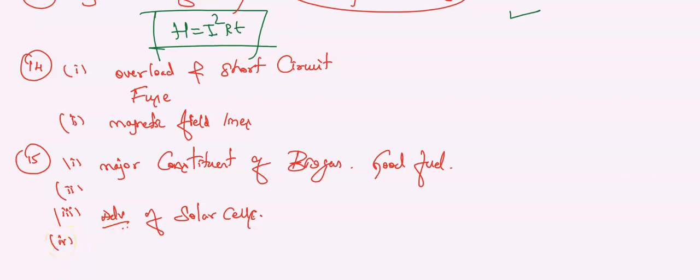First, the major constituent of biogas. Which is the major constituent of biogas? Very good, methane. And you can write the properties of biogas. Two devices that work on the principle of the heating effect of the heat energy of the sun, the advantages of solar cell, and the problems created, which are the hazards due to nuclear power generation. Got it? Yes. Next question.